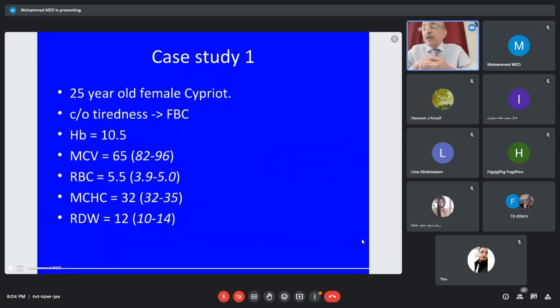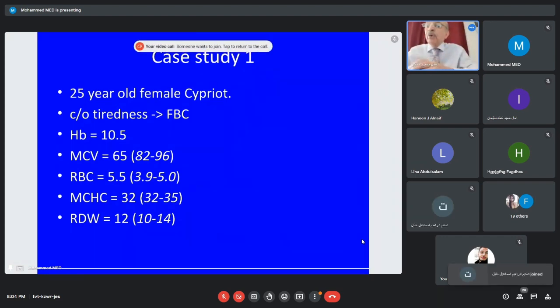Okay, the MCHC, mean concentration of hemoglobin, is 32, which is normal, and the RDW, and I will come to this later, is within normal limits. As you can see, the figure is 12 and the normal is 10 to 14. So what are the possibilities? This is microcytic anemia. There are two common possibilities.